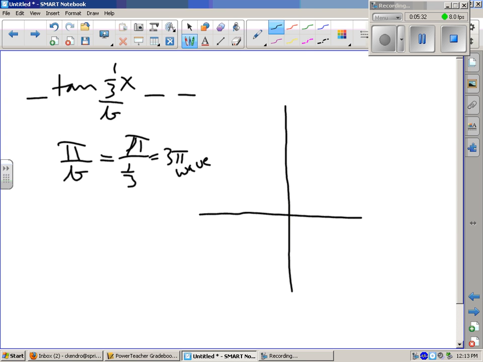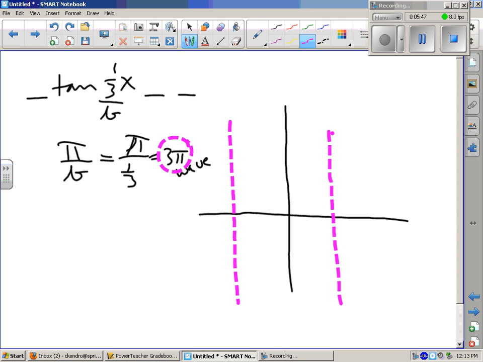Now remember, tangent was the one that had the dotted lines. The dotted lines, half and half, half to the right, half to the left. If 3 pi is our entire wavelength, then I make sure I go half this way and half that way.